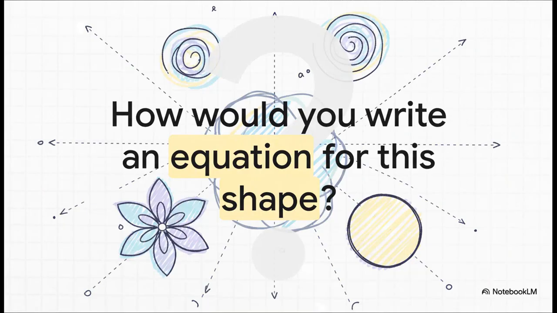Okay, so take a look at this. It's a chambered nautilus, right? One of nature's most perfect spirals. And you see the shape everywhere, from galaxies way out in space to the seashells on the beach. But how would you actually write an equation for it? I mean, how could you tell a computer to draw this exact elegant curve?